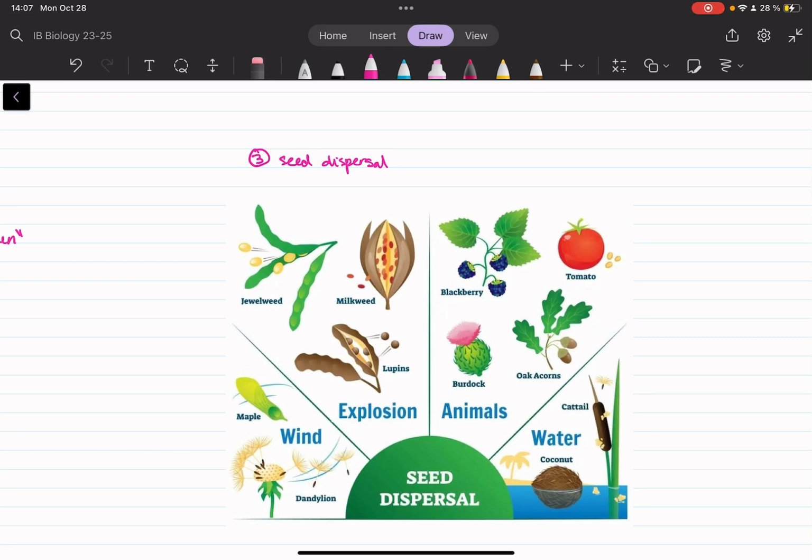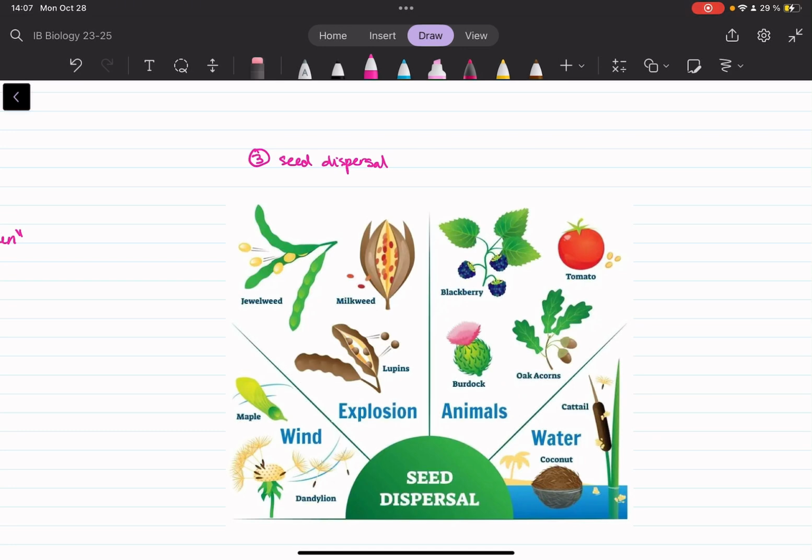And as you can see by this diagram, this can go different ways. You've got wind, you've got explosion, which is really cool. Like, I encourage you to search up a video where a plant is dispersing the seed through explosion. But you've also got animals and you've got water.